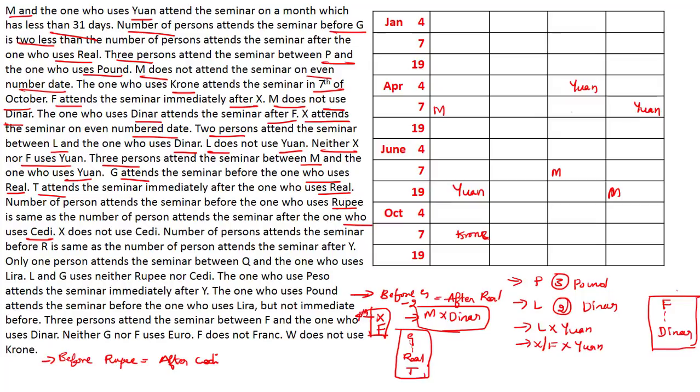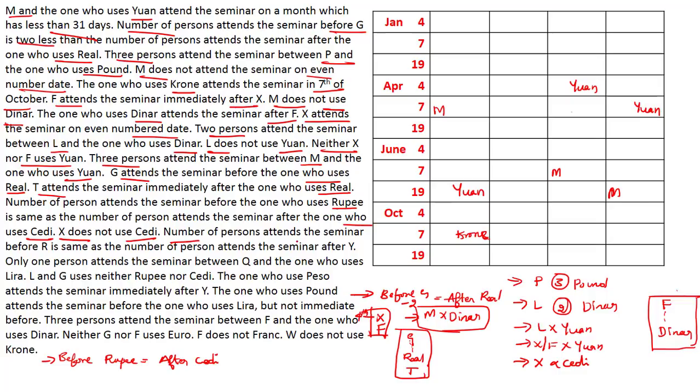Let's say there are 2 persons before rupee, then it is very clear that there should be 2 persons after the one who uses cedi here. That is one more information. The next one is X does not use cedi. So X is not going to use the currency cedi.